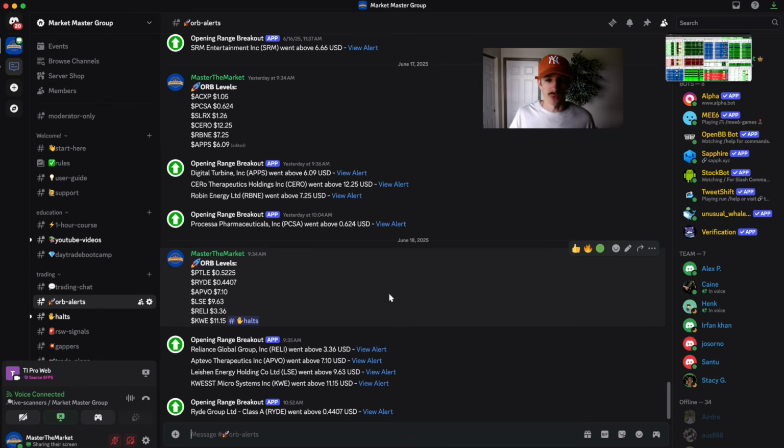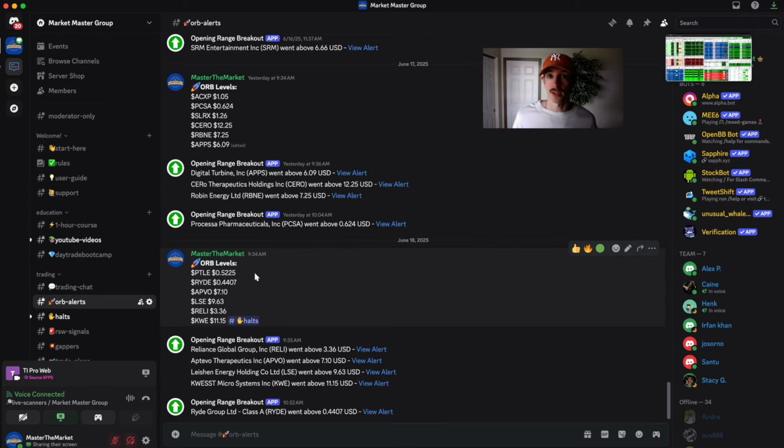So very quickly, if we take a look here at the Market Master group, every morning we post the opening range breakout levels for the stocks that have the best chances of a gap and go. And the reason that I bring this up is because the opening range breakout levels that we post here in the opening range breakout alert channel are based on the 5-minute time frame. So we're waiting for that first 5 minutes of price action to completely close, and then we're using the high of that first 5-minute candle.